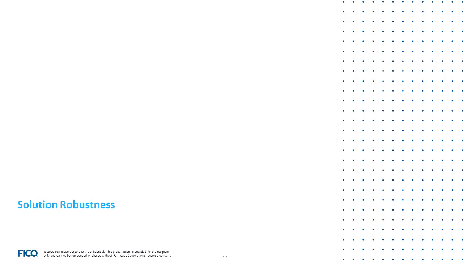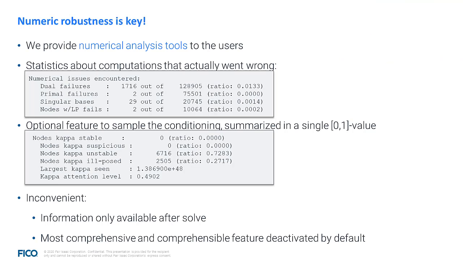Okay, so far for performance. We will get back to this when looking at performance numbers at the end of the presentation. Let us now continue with our latest work on solution robustness. Numeric robustness is a crucial feature of the Xpress solvers. For a few releases now, we provide more and more information and features to the users to help them understand and resolve numeric issues that might come up in their models.